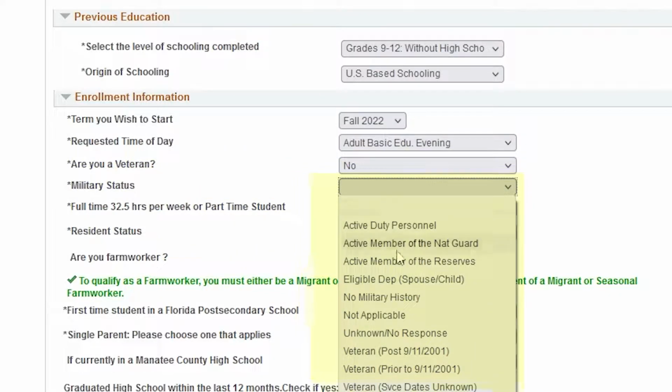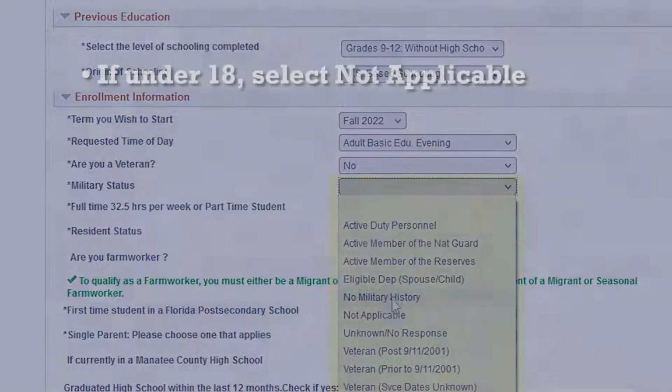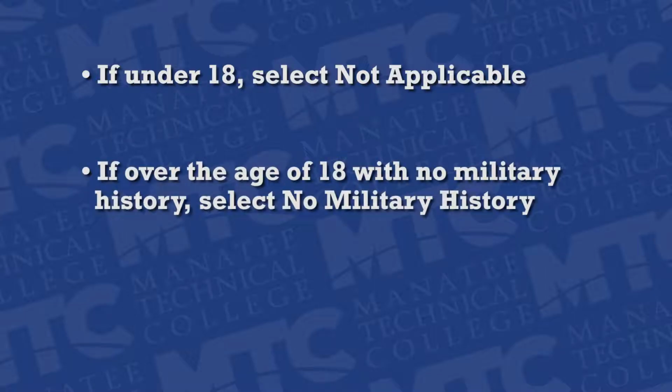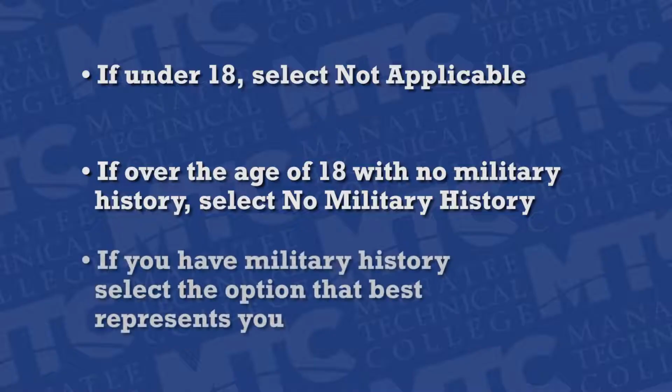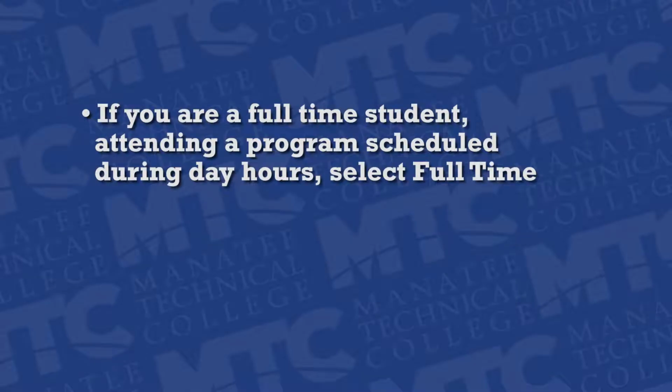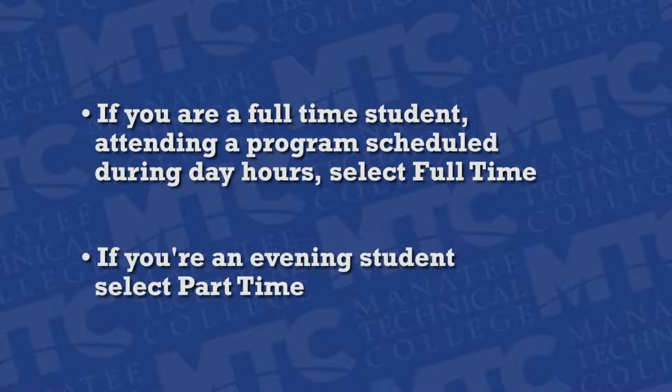Use the drop-down menu to select your military status. If you are under the age of 18, you will select Not Applicable, and over the age of 18 with no military history, select No Military History. If you do have military history, select the option that best represents you. If you are a full-time student attending a program scheduled during day hours, you will select full-time. If you are an evening student, you will select part-time.